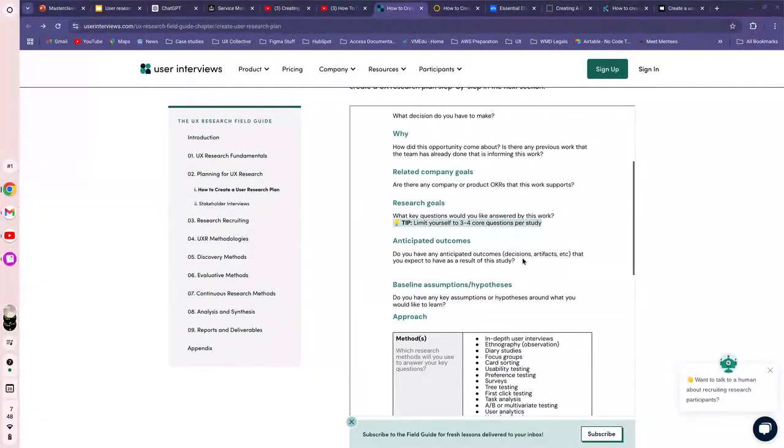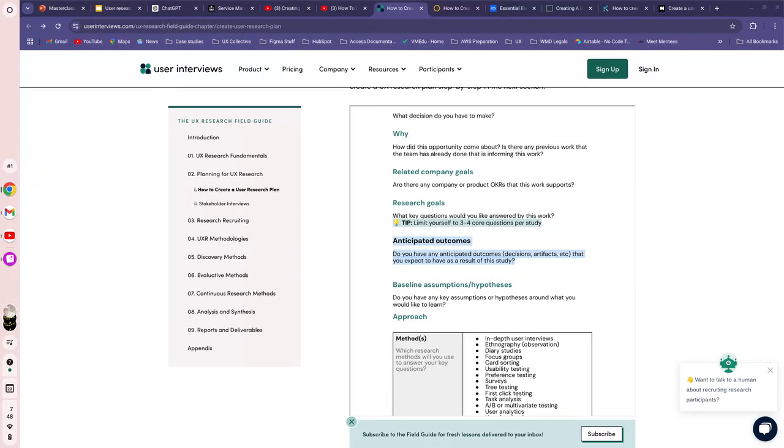The anticipated outcome. I don't see this a lot inside user research plans, but I like that they put it there because it sets the expectation. If you are working with a project manager or a product manager who needs to see some sort of plan for research for this particular project, and everybody should be doing this, by the way.